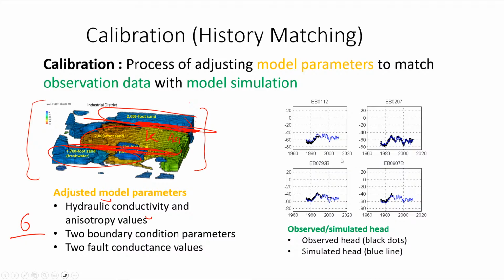And how is my model doing? I think my model is doing very good. I could simulate this accurately. See, I could get this peak, this peak, this peak. I could simulate this accurately also here, very accurate here also, here also. So I think my model is doing very good. So the observed and simulated heads: observed heads are the black dots, simulated heads are the blue line.